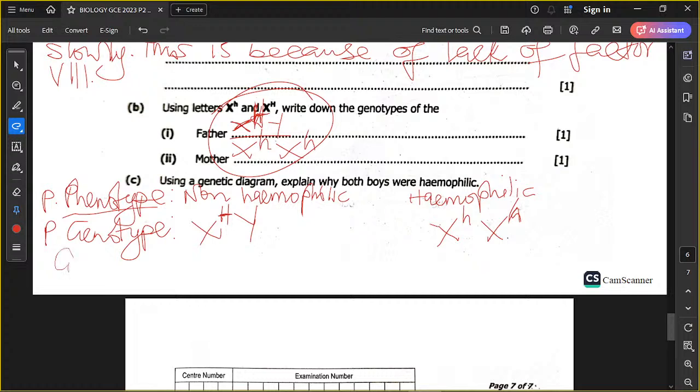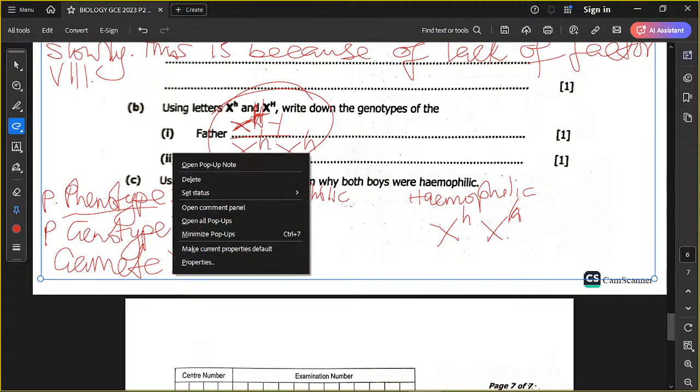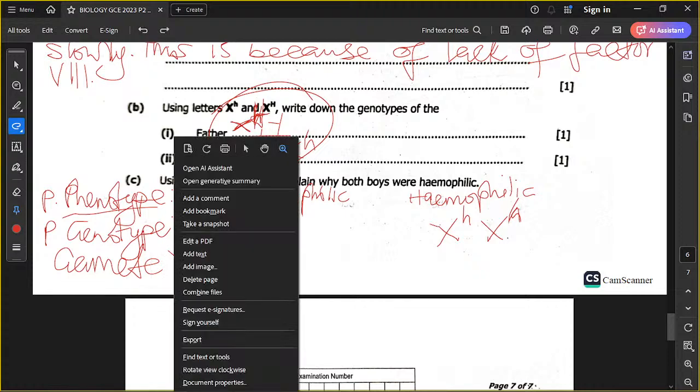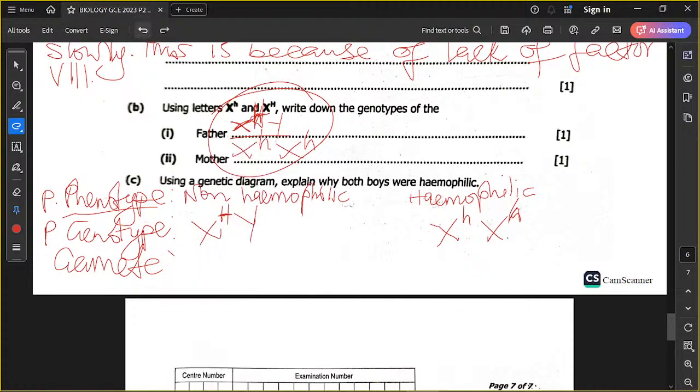Then once we have done that, we can come to gametes. How will be the gametes? These are reproductive cells, that is, sex cells like the egg and the sperm. So that is gamete, the egg and the sperm. So how will be the gametes?